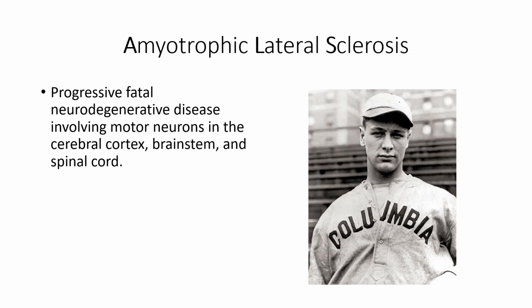Amyotrophic lateral sclerosis is a progressive, fatal, neurodegenerative disease, ultimately involving the motor neurons in the cerebral cortex, brainstem, and spinal cord. If we unpack the name, A means without, myo is muscle, and trophic comes from the Greek tropho, which means nourishment. So muscles without nourishment, or simply muscular atrophy.